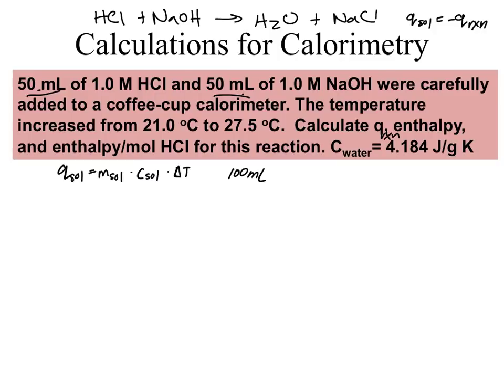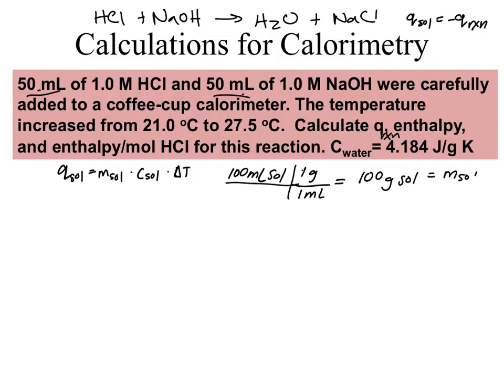Now, we are also going to assume that the mass associated with these two solutions is going to basically be having the same density as water. Okay, so the volume of our solution, we're going to assume that its density is the same as water, which is 1 gram for every 1 milliliter. And so basically what we're assuming is that the density of the solution is the same as the density of water, because these two are primarily made up of water, and that's going to allow us to get our mass of our solution.